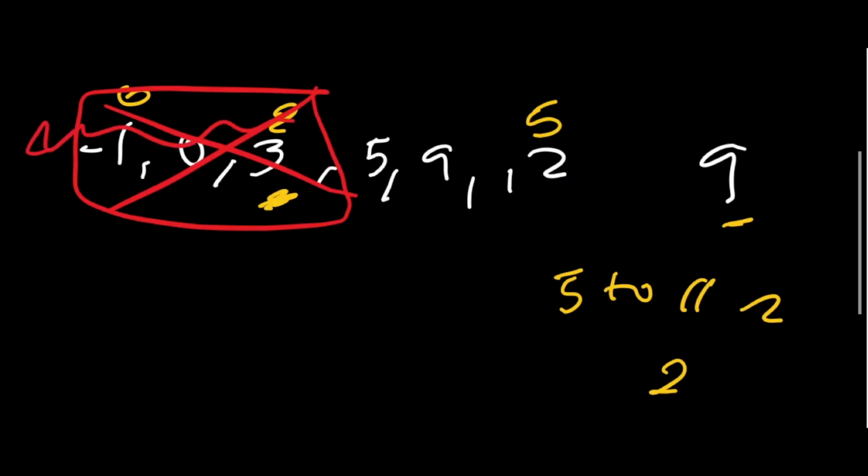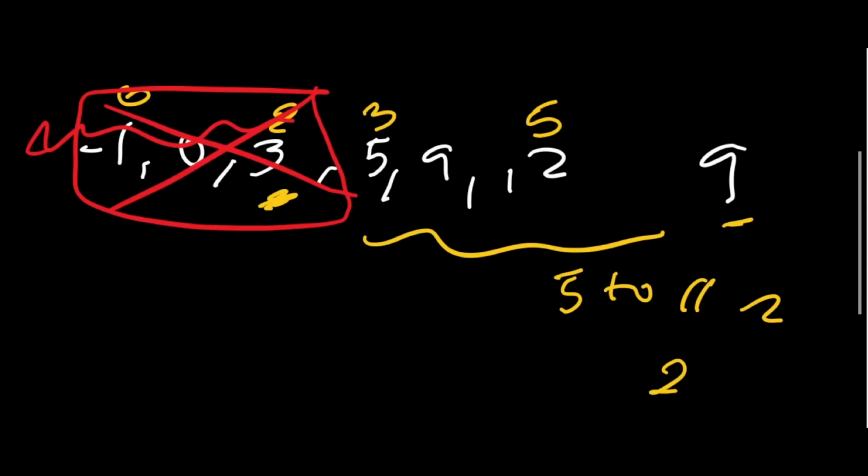So we don't need this, and we need to update our lower pointer, right? We want to update our lower pointer to the current middle plus 1, which is going to be this. Then we can continue our operation from here.